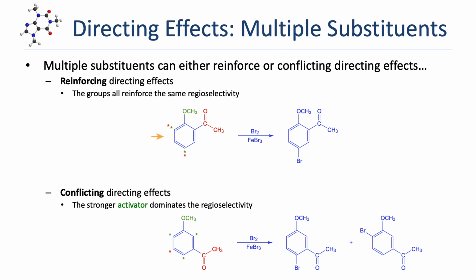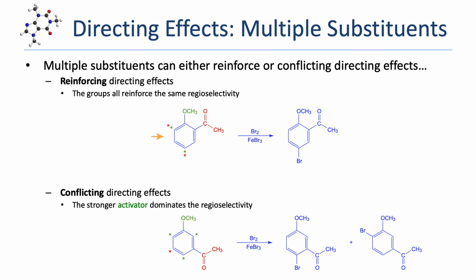This first example demonstrates reinforcing directing effects. Here, the benzene ring has 2 substituents, a methoxy group, which is a resonance activator and therefore directs ortho-para, and a carbonyl, which is a resonance deactivator and therefore directs meta. And because of their relative placement, the positions that are ortho and para to the green methoxy group are also the same positions that are meta to the red carbonyl. In this case, the 2 groups reinforce the same regioselectivity.